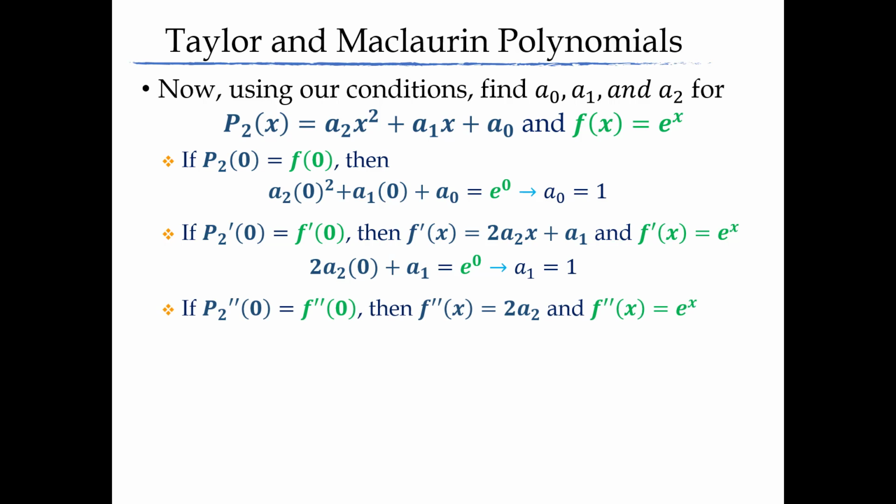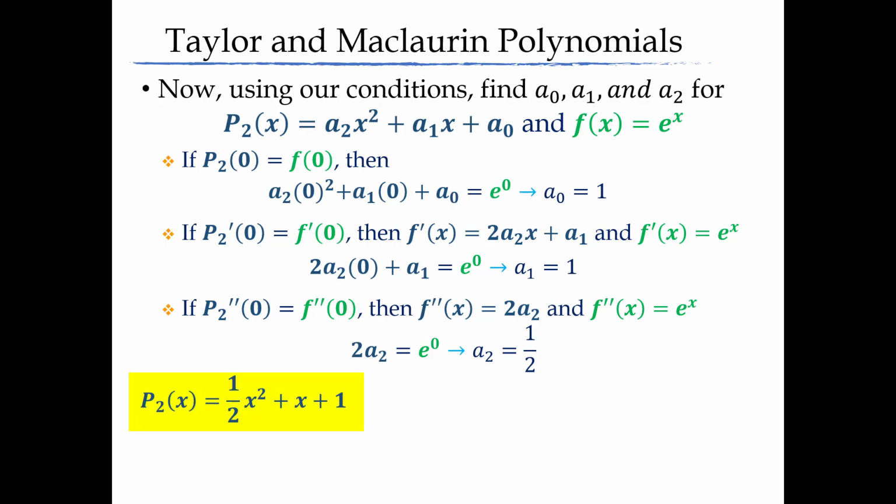We're going to do this one more time for the second derivative. So we know that the second derivative of our polynomial at 0 is equal to the second derivative of our function at 0. The second derivative of our polynomial is 2 times a sub 2, and that's going to equal e to the x power when x equals 0. So if we substitute in 0, we get that 2 times a sub 2 is e to the 0 power, or 1, and that means that a sub 2 must be a half. We now know all the constants, and we could just substitute it into our polynomial, and we get that our second degree polynomial that will give us a good approximation will be 1/2 x squared plus x plus 1.